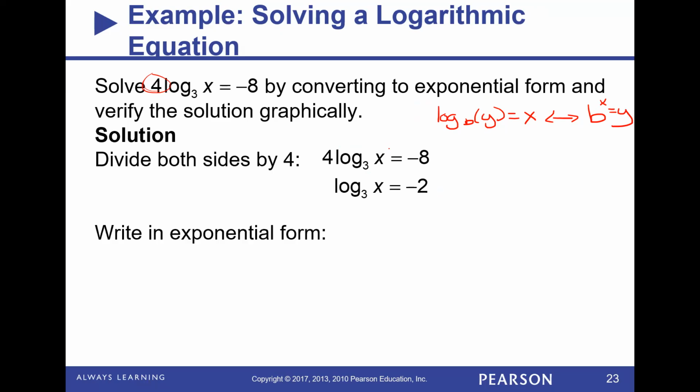Okay, so from there, we're going to write it as an exponential, using that format here. We start with our base 3 and raise it to the power of -2, and we let it equal x. Well, 3 to the negative 2, I can easily put in the calculator, which gives me 1/9.